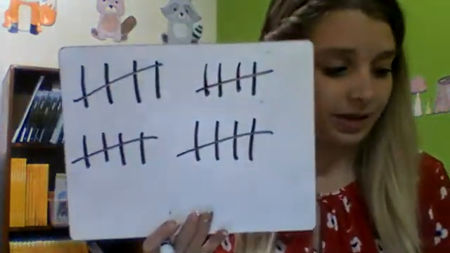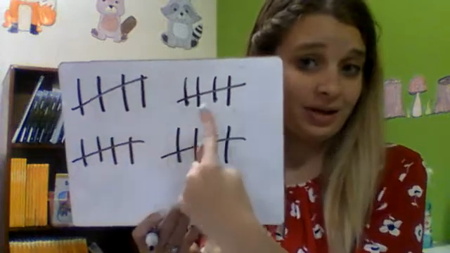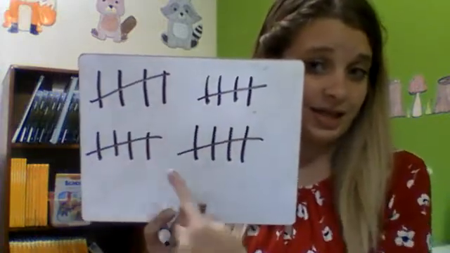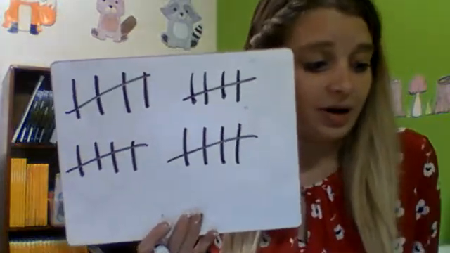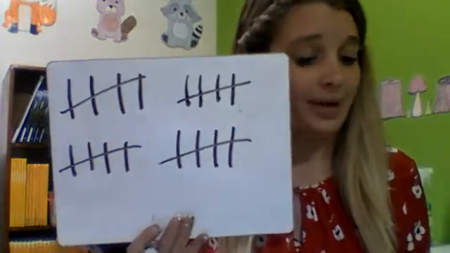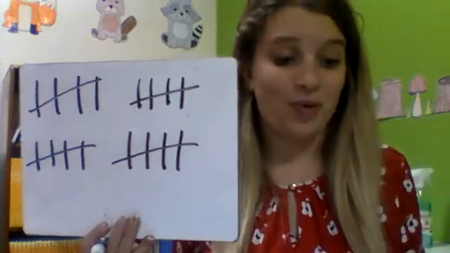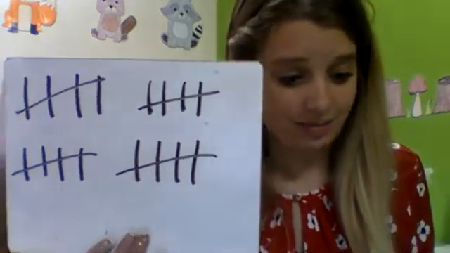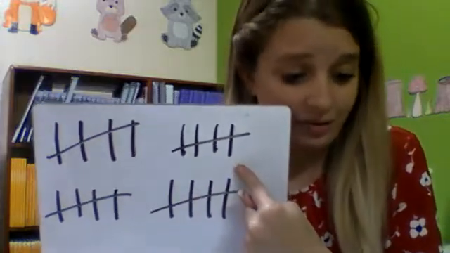So let's count the tally marks by 5s. Okay? Okay, so let's count together. So we know that this is 5, 10, 15, 20. So the tally marks stand for red objects in a classroom. How many red objects are there? There would be 20 red objects, because each 5 stands for 5 pieces of information.